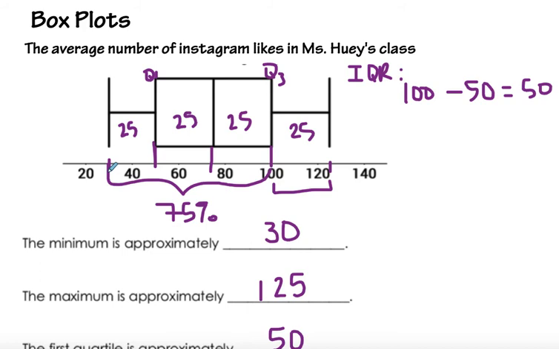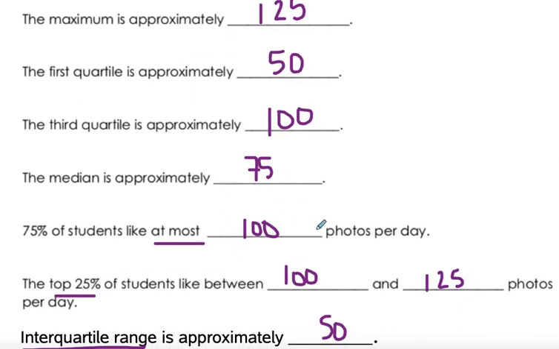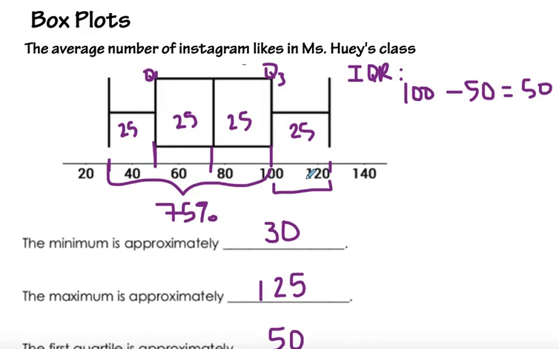Now the median of that, which is, remember, the middle, is about 75. But 75% of her students are going to like at most 100 photos. So there's a lot of Instagramming going on in her class. But this is just kind of a brief overview of box plots. So go ahead and use this to analyze the box plot in the question below.